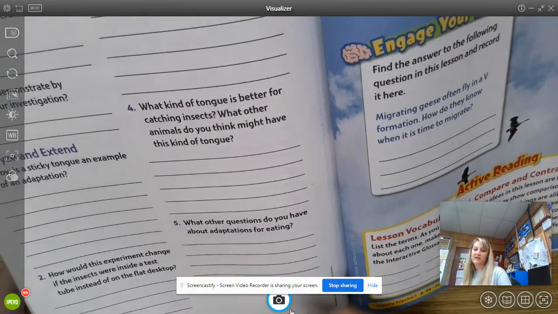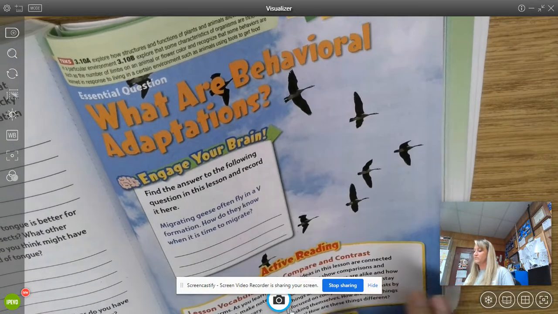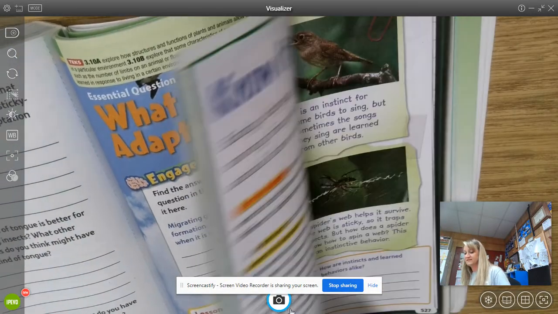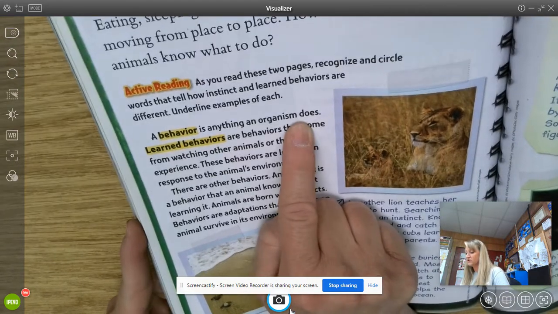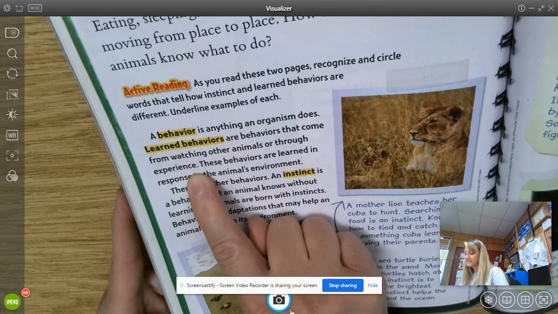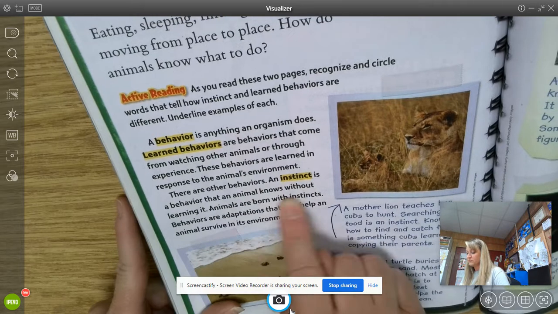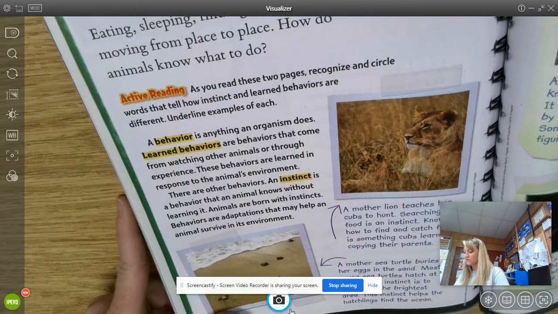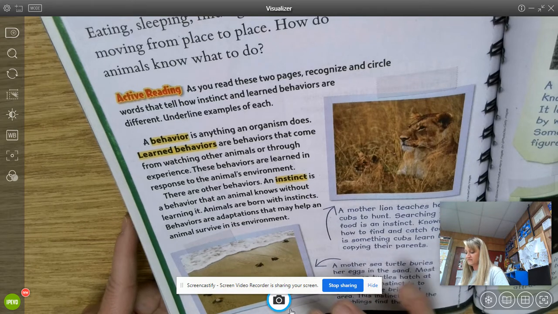And the last chapter that you're doing this week, behavior adaptation. Behavior is how you act. Behavior is anything that an organism does. Learned comes from watching other animals or through different experiences. Instinct means you already know how to do it without learning it. Animals are born with instincts. They already know what to do on some things, not all things.